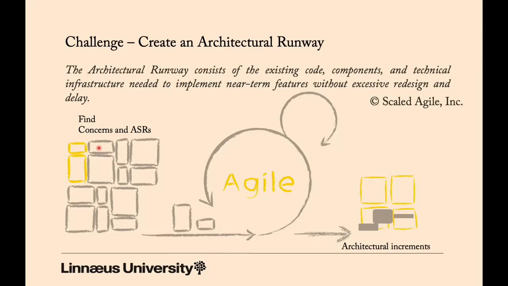You have to go through the architectural design process, but you also need to implement it, because the runway here is about code, structures, functionality. So that the architecture is prepared and you can move on and implement the feature described in the user story. So you have to transform your concerns and significant requirements into something called an architectural increment.